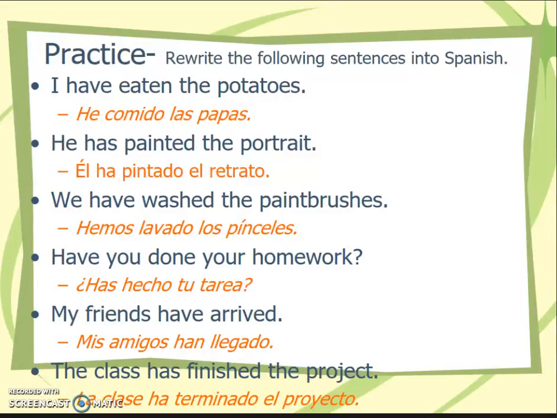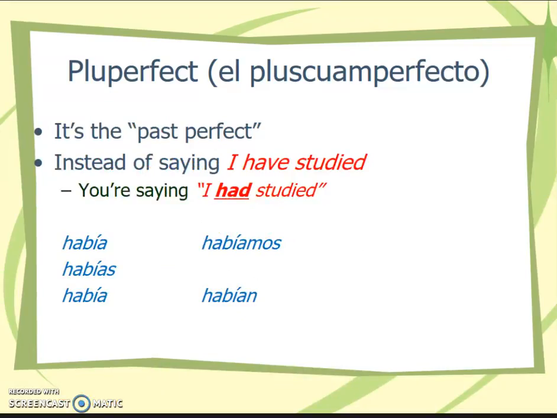So that's that one. Now let's jet over to the pluperfect real quick. Okay, so I'm going to have to jet through this part because I'm almost out of time. But the pluperfect is almost the exact same thing as the present perfect. It's just instead of saying have done something, it's had done something. So it's using the past tense to discuss something that's been done, which is why I like to call it the past perfect. But I keep telling y'all it's actually called the pluscuamperfecto or the pluperfect. So instead of saying I have studied, you're saying I had studied.